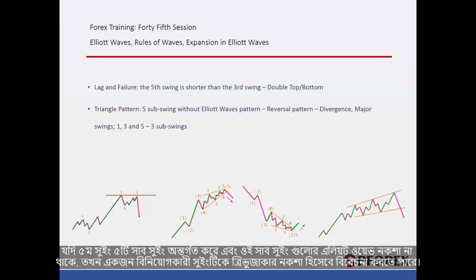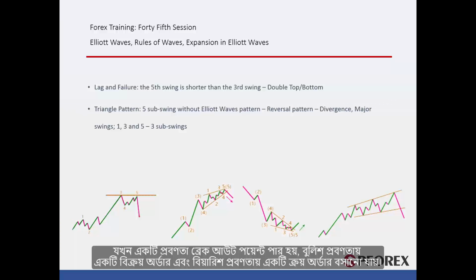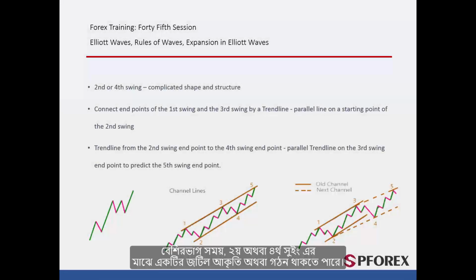If the fifth swing includes 5 subswings, and those subswings do not have Elliott wave patterns, then a trader can consider the swings as a triangle pattern. As a trend crosses a breakout point, a sell order on a bullish trend and a buy order on a bearish trend can be placed. Frequently, each major swing will include 3 subswings to form a triangle pattern, which may sometimes be divergent. Most of the time, one of the second or the fourth swing may have a complex shape and structure.